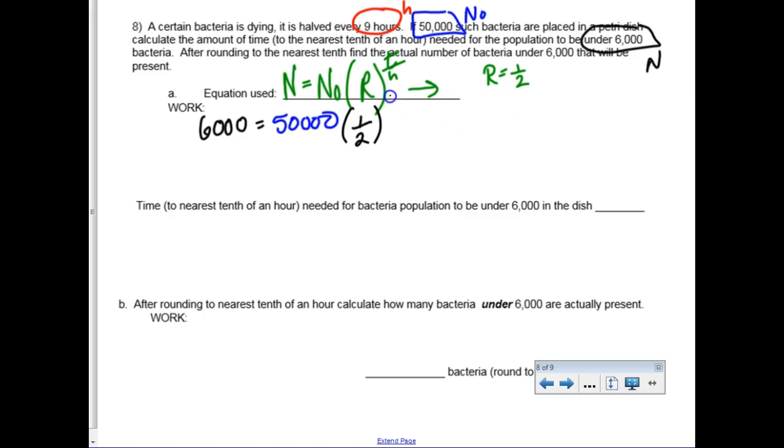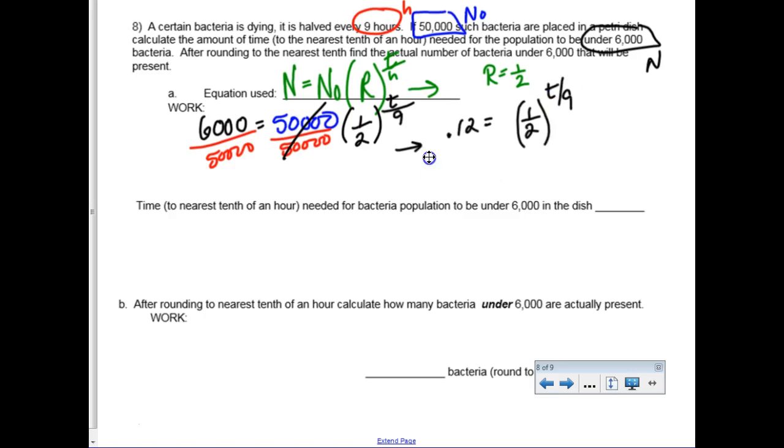So I don't know t, but I know h is 9 hours. So we're measuring time in hours, keep that in mind. Let's divide both sides by 50,000. And again, you have to make a decision whether you're truncating here or not. Looks like, oh man, I lost my key somewhere. I have to find that. All right, so I think that comes out to 0.12. So now I have 0.12 equals 1/2 or 0.5 to the t over 9 power.